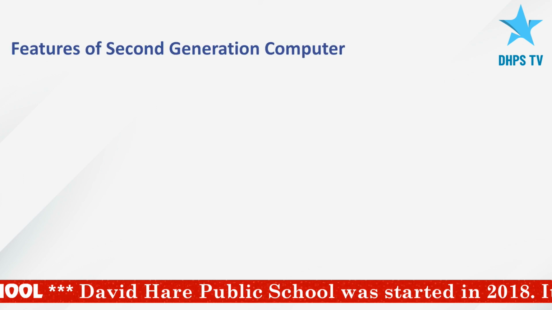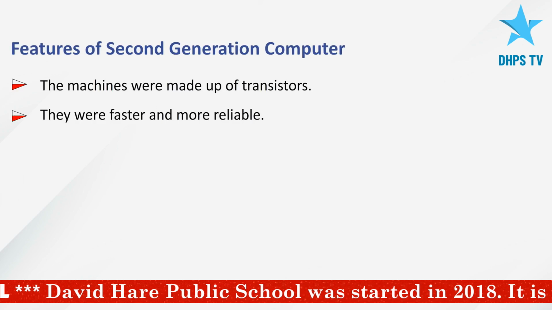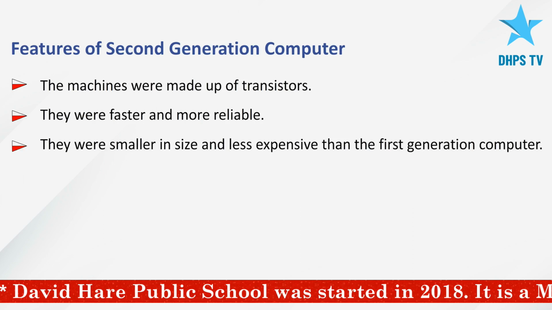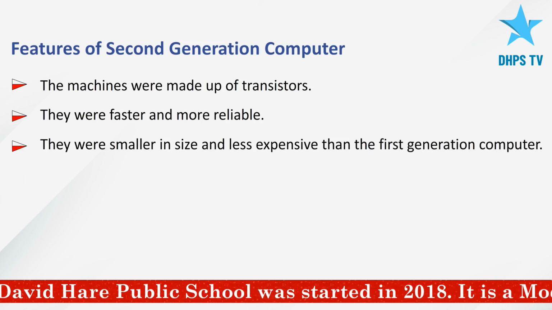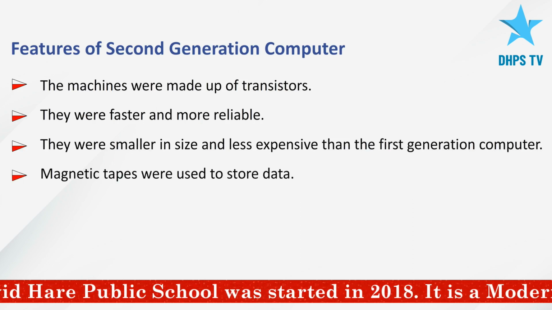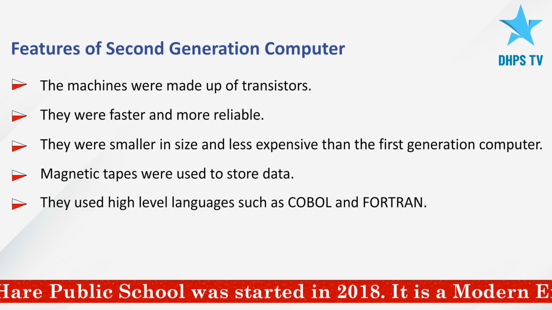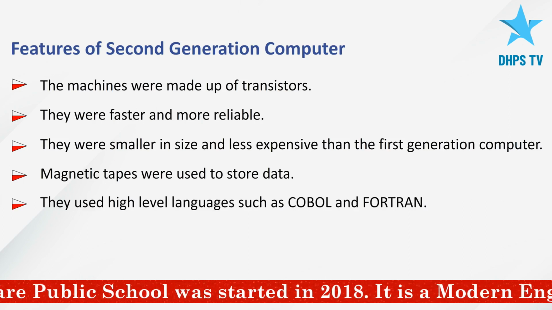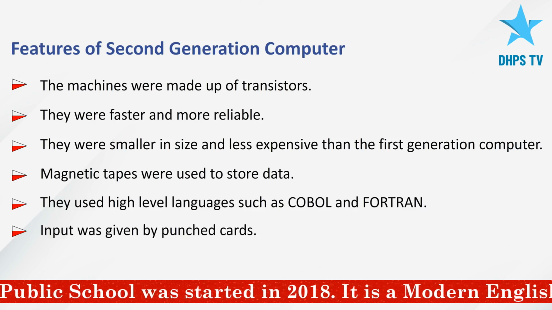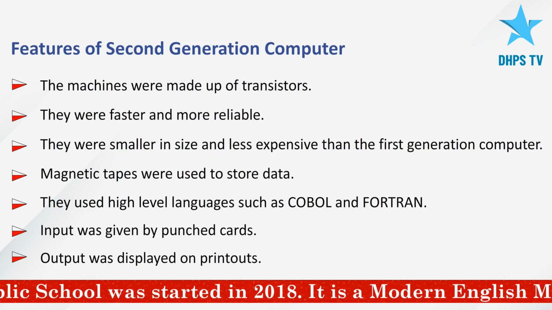Features of second-generation computers. The machines were made up of transistors. They were faster and more reliable. They were smaller in size and less expensive than the first-generation computers. Magnetic tapes were used to store data. They used high-level languages such as COBOL and Fortran. Input was given by punched cards. Output was displayed on printouts.